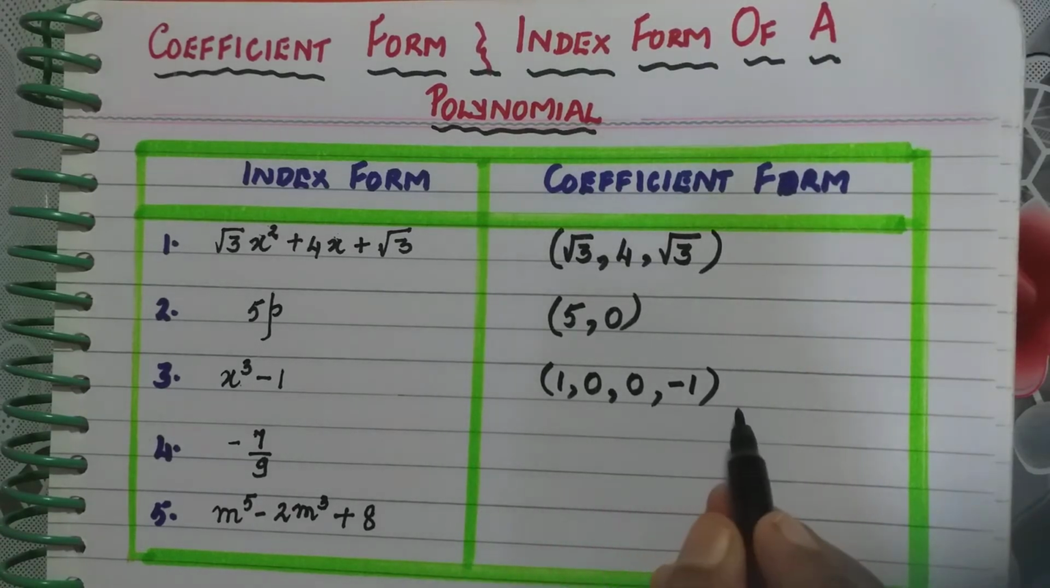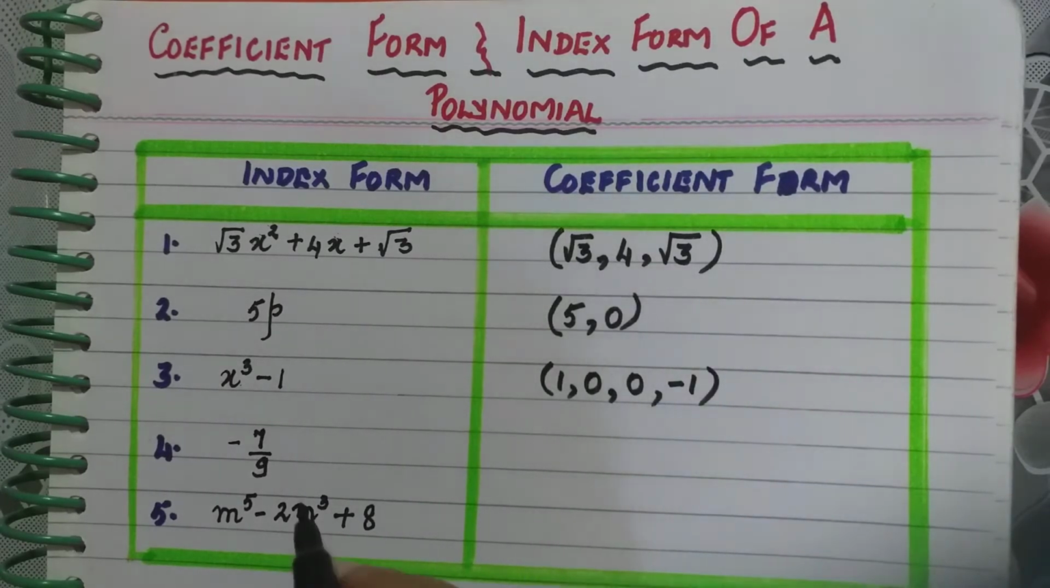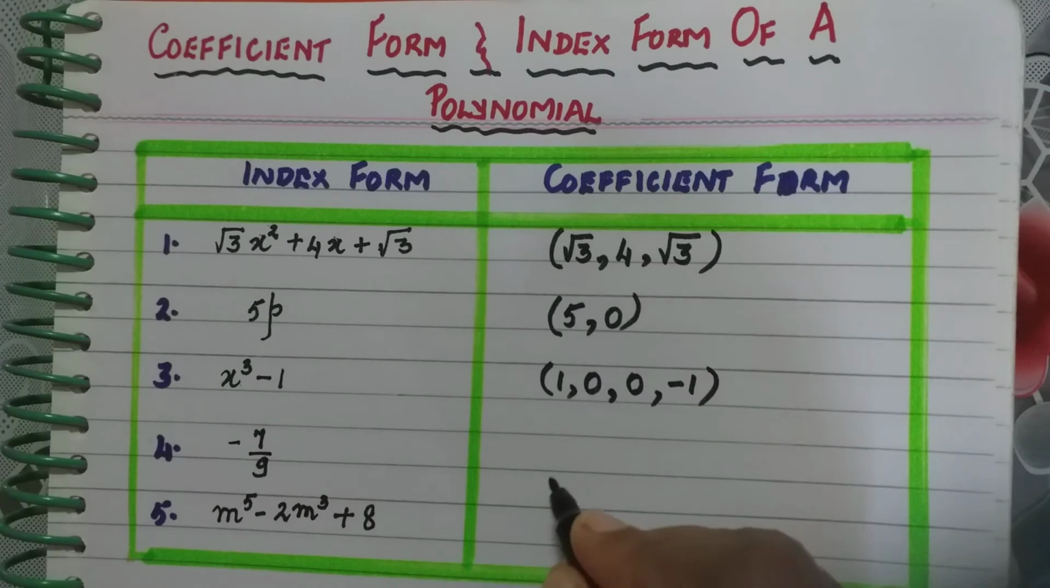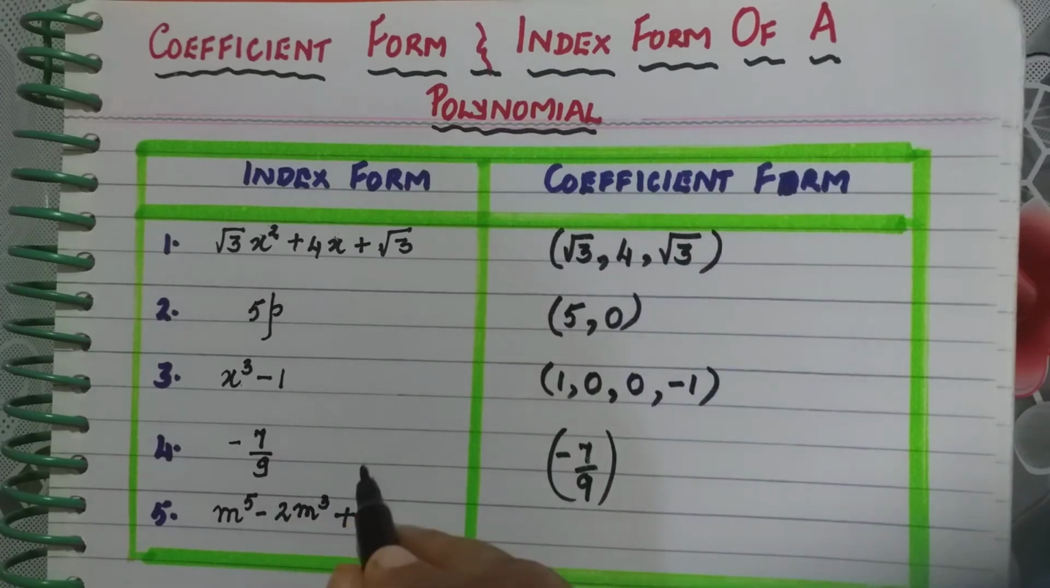You can see when we are writing in coefficient form, we are putting the bracket and putting comma between each number. Next one, minus 7 upon 9. That is minus 7 upon 9, which means here it is x raised to 0. So there is only the x raised to 0 term. So this will be only minus 7 upon 9, because after x raised to 0 there are no terms.